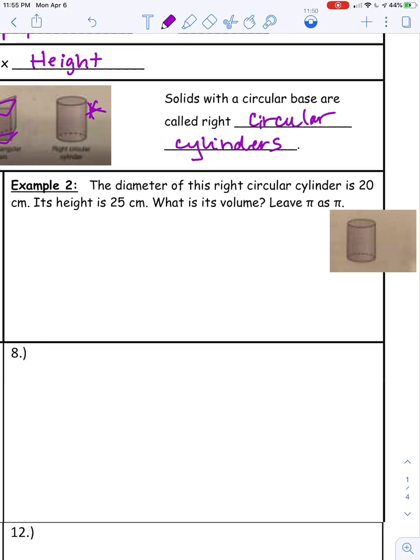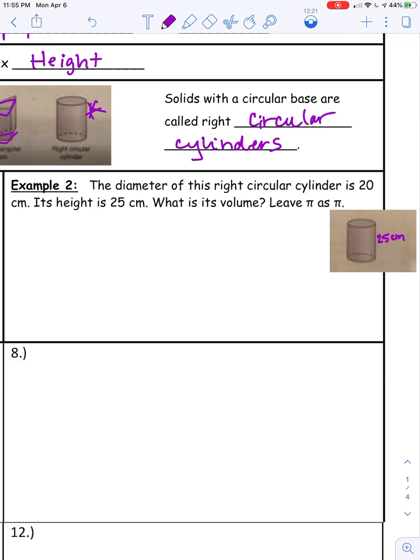The diameter of this right circular cylinder is 20 centimeters. Its height is 25 centimeters. What is its volume? And we're going to leave pi as pi. So that tells me that in the equation that we're going to use, we must have pi as part of the formula. Okay, so the height is going to be what's going up and down. This can, I'm going to refer to it as a can for just a moment, like a soup can, is sitting on its base. So this is the height, 25 centimeters.